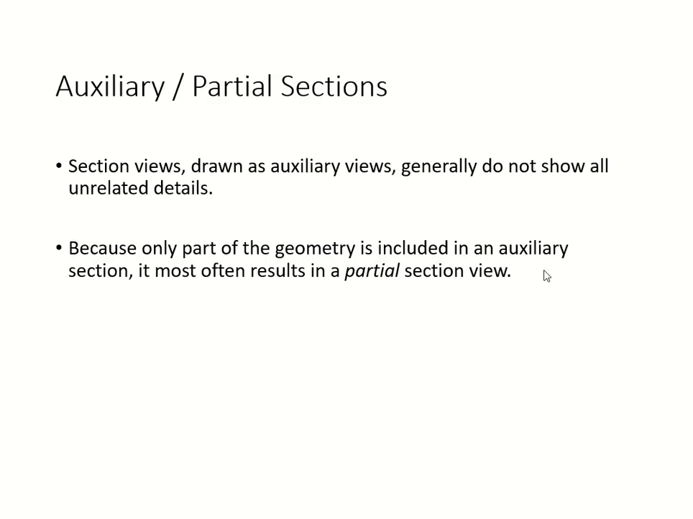So these views don't really show us all the unrelated details. We'll see that as we go into our example, and that's because only part of the geometry will be included in our auxiliary section. Since we're showing only part, we start to call it partial sectioning. Auxiliary section is just a partial sectioning: not full, not perfectly half, not a broken one.